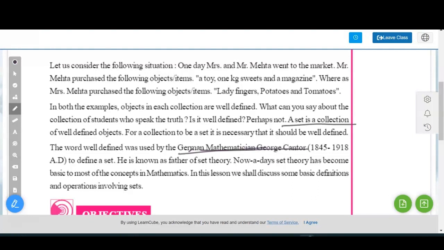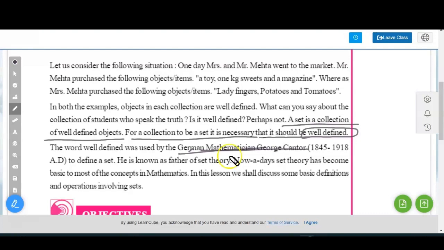A set is a collection of well defined objects. For a collection to be a set, it is necessary that it should be well defined. What is the meaning of well defined? Well defined means you have to have a purposeful set of things with you. You cannot include anything which is uncountable.